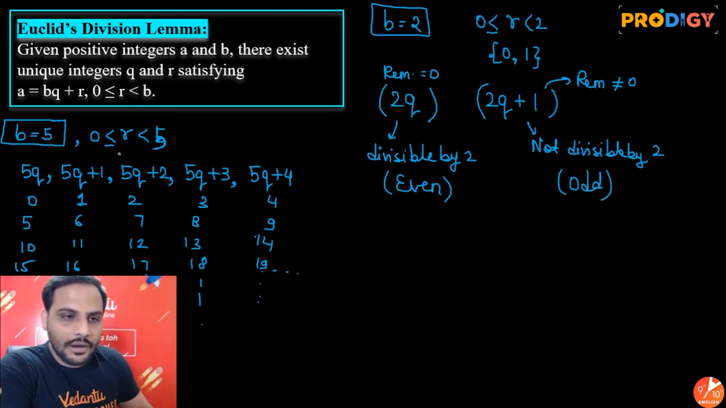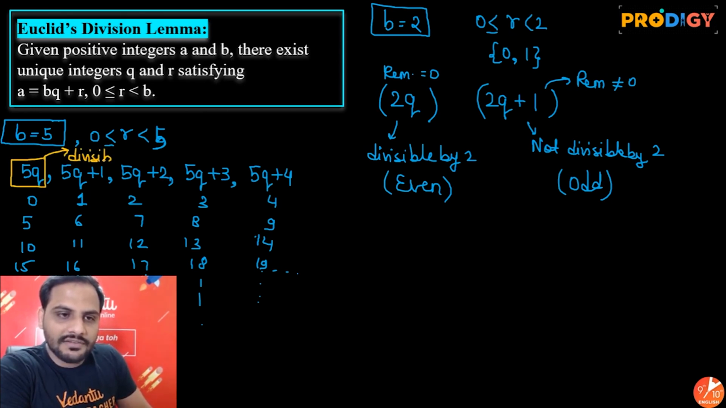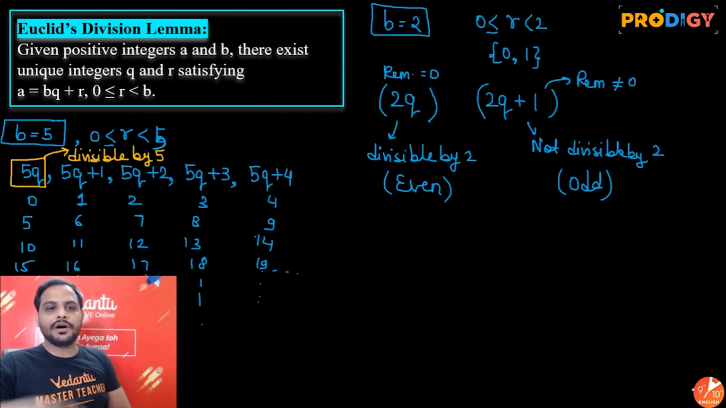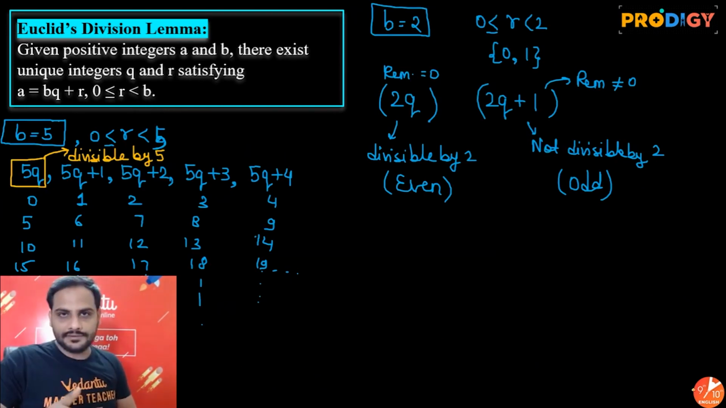Alright, suppose out of all these numbers which are written over here, for b equal to 5, only 5q are those numbers which are divisible by 5. If I choose over here, out of these numbers, only 3q are those numbers which are divisible by 3. Rest are not divisible because there is a non-zero remainder over there.